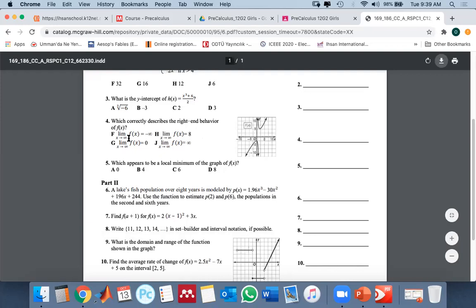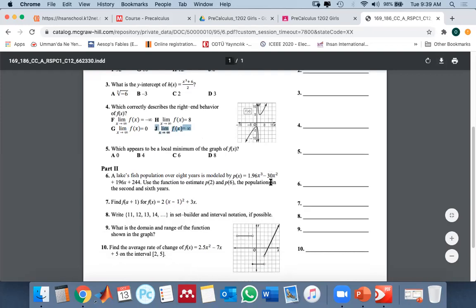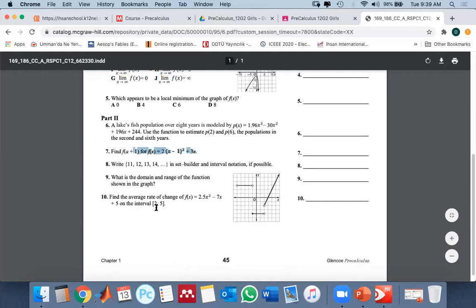So what is the answer? F, no. H, no. G, no. J, yes. The answer is J. Okay, this is the answer. This is okay. Rate of change, delta y over delta x. F of 5 minus F of 2 divided by 5 minus 2. Okay, just calculation.